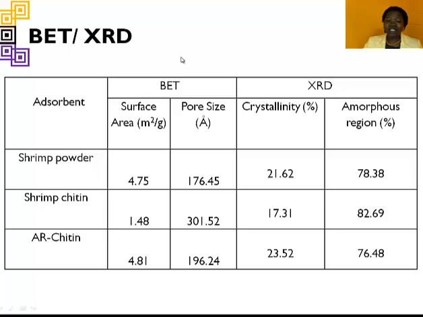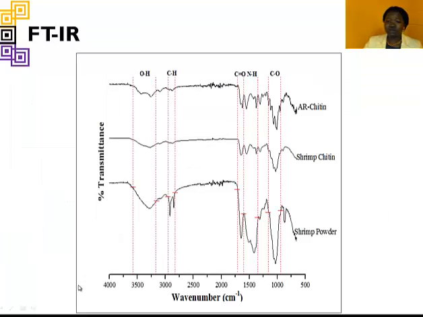And the BET analysis was used to study the surface area and the pore size of the adsorbents. We can observe that our materials are mesoporous, as they have pore sizes ranging from 175 to 300 angstrom. The XRD was used to define whether our materials are crystalline or amorphous in nature, and the percentage shows that our materials were very amorphous.